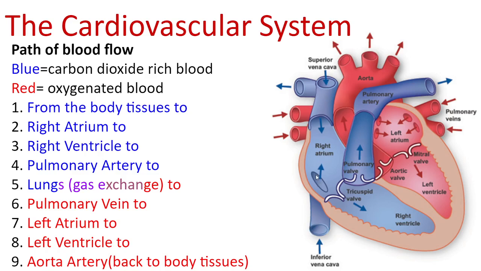So the inferior comes in this way, the superior comes in this way. And the superior is coming from your head and your upper shoulder area, all through there. The inferior is coming from the rest of your body. Lots of blood flow coming in here.